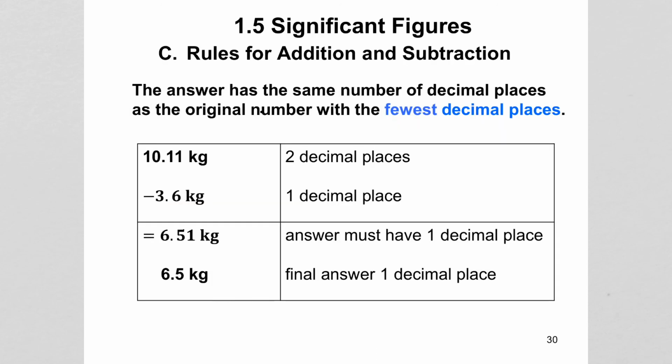Lastly, when you have addition or subtraction type problems, you will go by the number of decimal places. The number with the lowest number of decimal places, that's the number of decimal places that you will be reporting. For instance, here we have 2 decimal places, we have 1 decimal place. So my final result must be reported with 1 decimal place. And that's pretty much the rules when applying significant figures to mathematical operations.